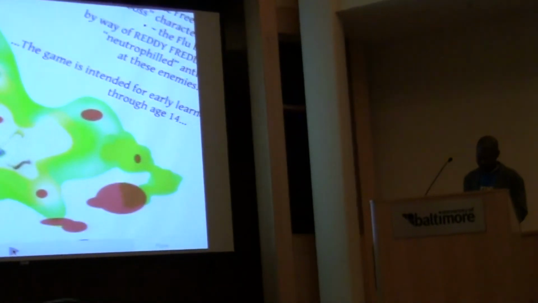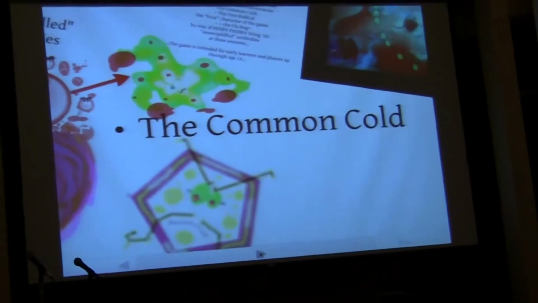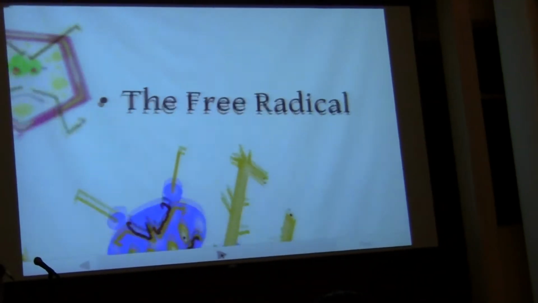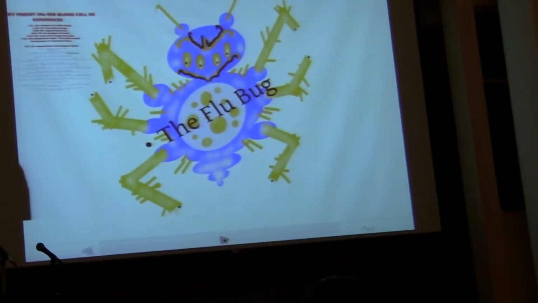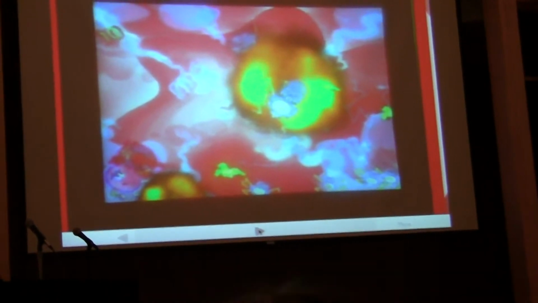And here we have a look at the antagonist characters. We have the common cold, the free radical, and of course the flu bug. And here we see the flu bug as well as the common cold in action on the iPad itself.